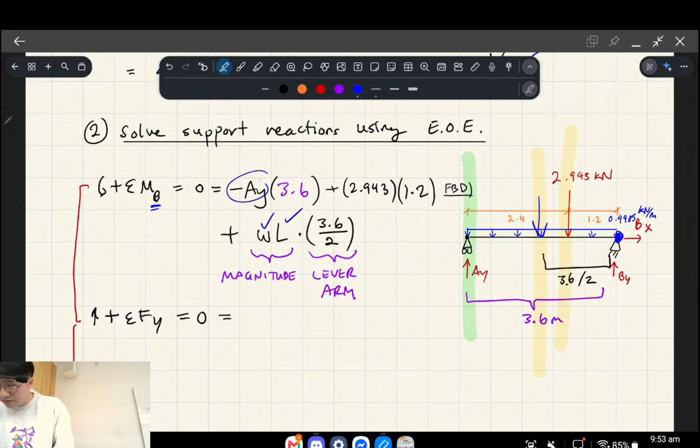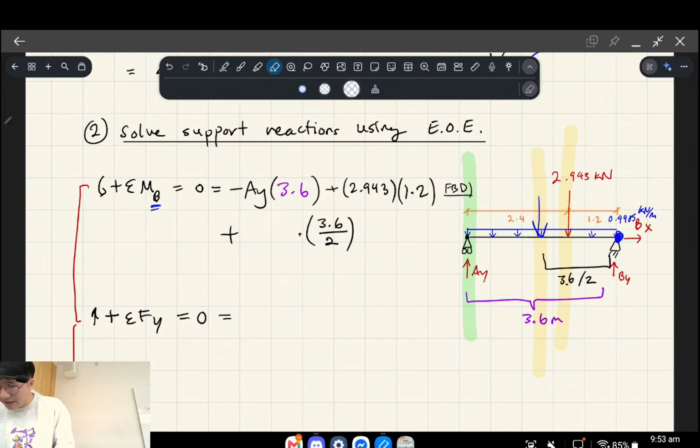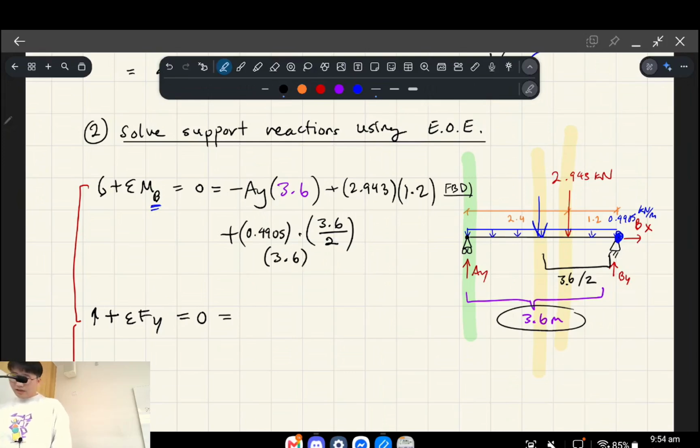We don't know what AY is, okay? So actually what I'm going to do, sorry, I know you guys might be copying this down, but I'm really running out of space, is I'm going to replace W and L with the actual numbers. So W was 0.4905 and L was, it acts over 3.6 meters, right? Okay, now we've just got AY, which is our unknown, and when we move that to the other side and divide accordingly, we get 1.8639.